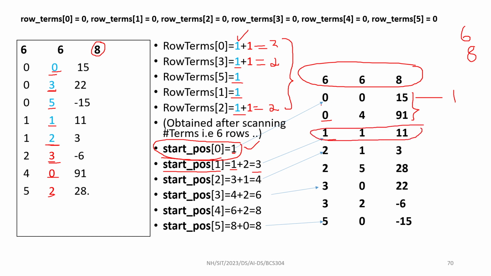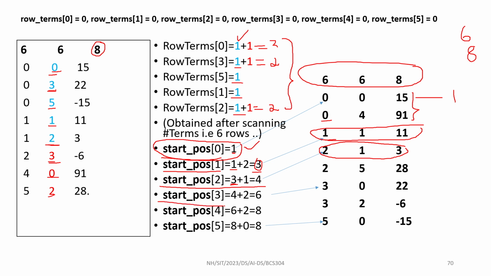I will not bother with this for the time being. Next, what is the starting position of 2? Starting position of 2 is starting position of 1 plus row terms of 1. Row terms of 1 is 1. 3 plus 1 is 4. That means we are going to start the entry 2 from the fourth position. That is the meaning. We have not started entering the data yet. We got the starting position of the index 2.